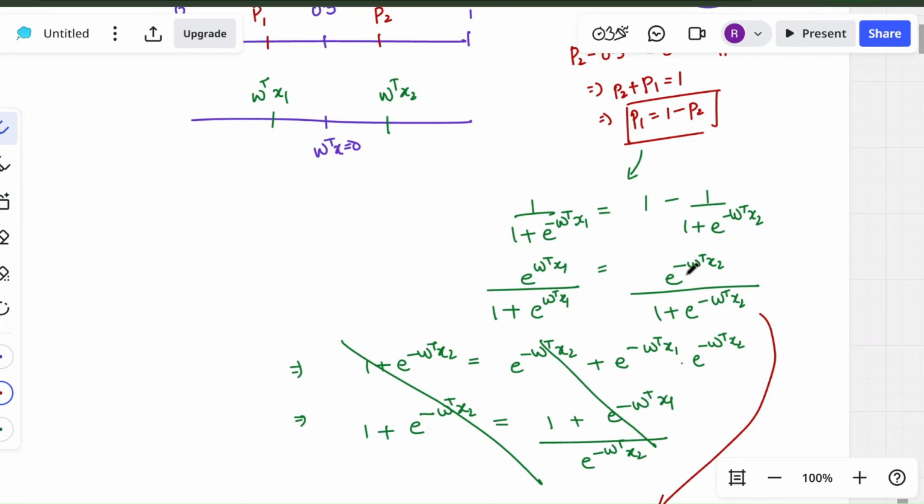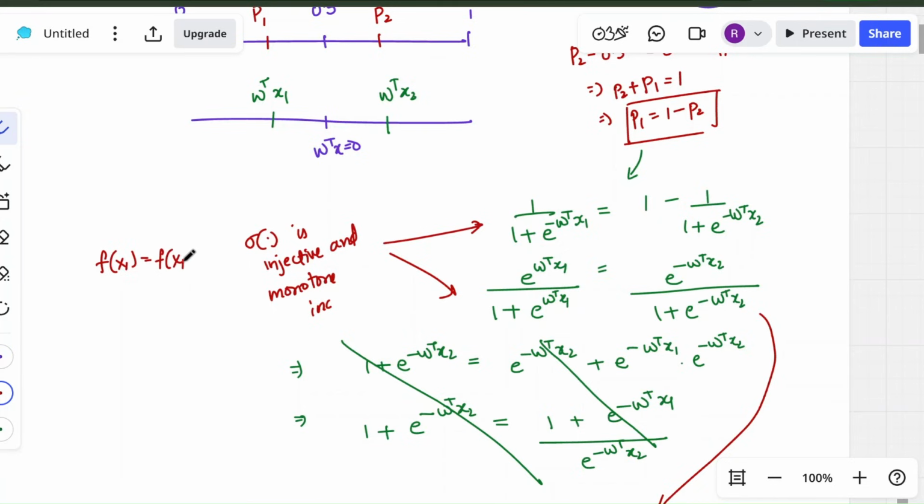It is because this function, the sigmoid function, is injective and monotone increasing. See, injective means what? If f(x1) is same as f(x2), then that implies that x1 and x2 are the same, right? And the sigmoid function is given by sigma(z) equals 1 by 1 plus e to the power minus z. This is my sigmoid function.